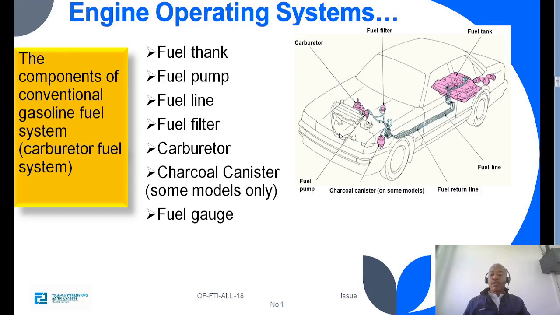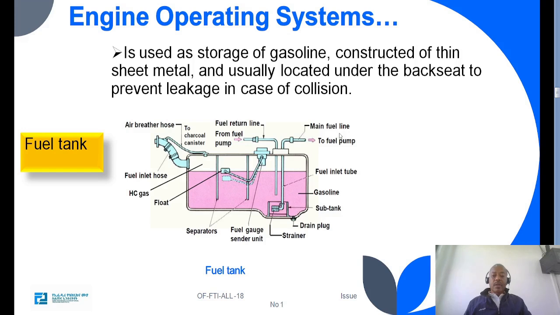The components of the conventional gasoline fuel system: the fuel tank, the fuel pump, the fuel line, the fuel filter, carburetor, charcoal canister, fuel gauge. The fuel tank. The fuel tank is used as a storage of gasoline, constructed of thin sheet metal and usually located under the back seat to prevent leakage in case of collision.